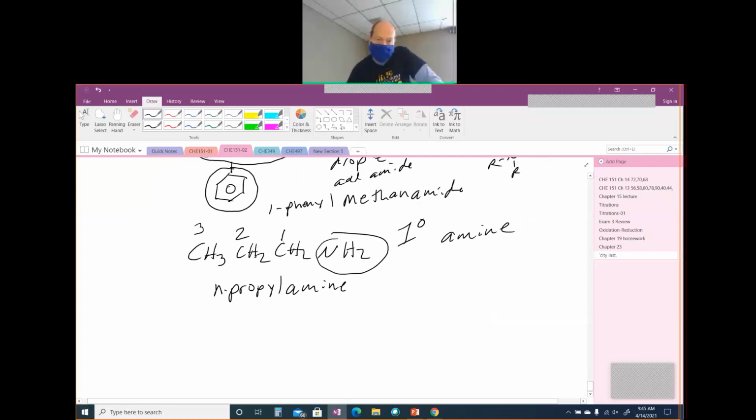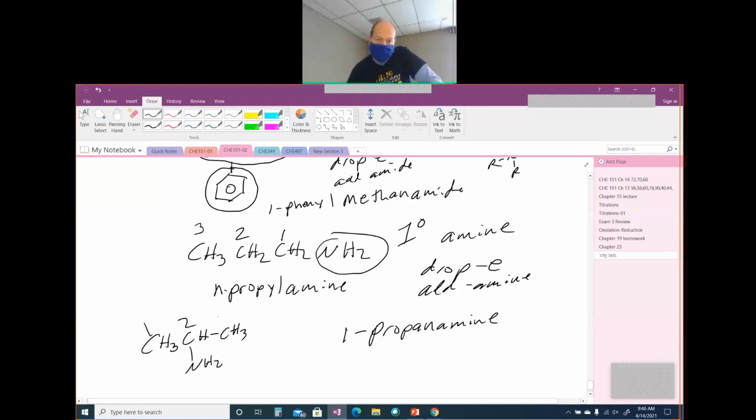All right, you have to have the lowest number possible for the carbon connected to the nitrogen. And you're going to drop the E, and you're going to add amine. So that is propane. But we're going to drop the E and add amine. So that is propanamine. And then you have to give the number for the nitrogen, lowest number possible. So this is a 1-propanamine, because if you would put it here, longest carbon chain is still 3, so it is still a propanamine, but now it's coming off of carbon 2. So this would be a 2-propanamine. So you give the lowest number possible for the nitrogen.